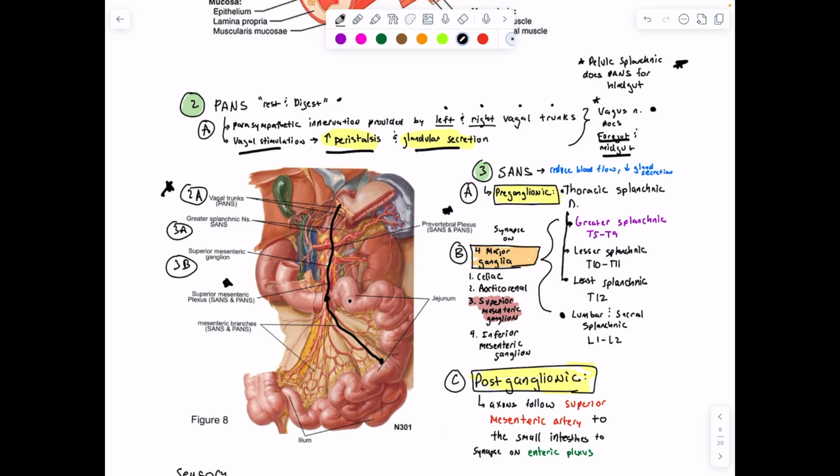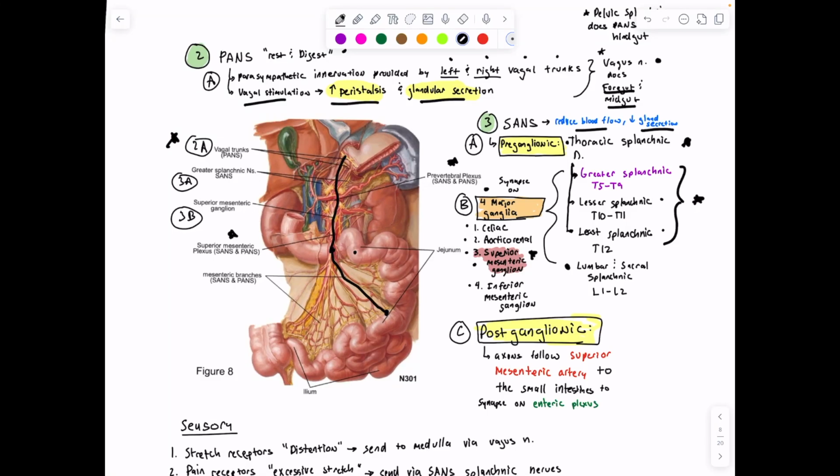The sympathetic nervous system is going to do fight or flight, so reduce blood flow, decreasing glandular secretions. The preganglionic neurons are from our thoracic splanchnic nerves, which we're familiar with, in particular the greater splanchnic, lesser, and least splanchnic nerves. This is preganglionic. They're going to synapse on one of the four major ganglia in the abdominal region. There's the celiac, aorticorenal, and then the superior mesenteric ganglion, and then the inferior mesenteric ganglion. For the small intestines, the superior mesenteric ganglion is what these splanchnic nerves are going to synapse on. After they've synapsed on the superior mesenteric ganglion, which you can see here, they are going to have the postganglionic axons follow the superior mesenteric arteries and the branches to innervate the small intestines and synapse on the enteric plexus.